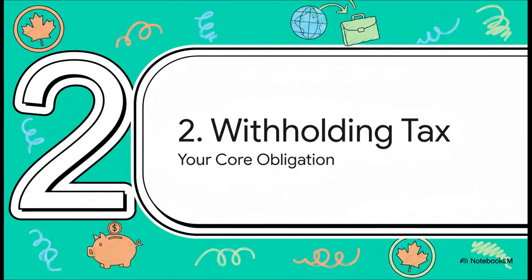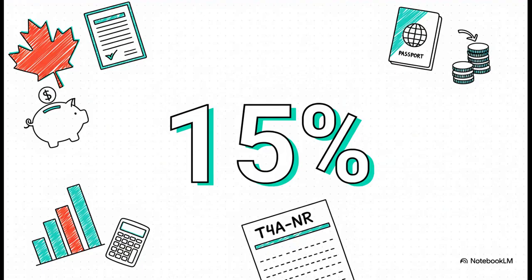Okay, this next part covers your single most important job as the person paying the money. Seriously, if you only remember one thing from our entire lecture today, make it this. Here it is, the golden rule, class. You, as the payer, are required by law to hold back 15% of the gross amount you pay. Not 15% of their profit, no. 15% of the total bill. This is completely non-negotiable unless, and this is a big unless, you have an official permission slip from the CRA.